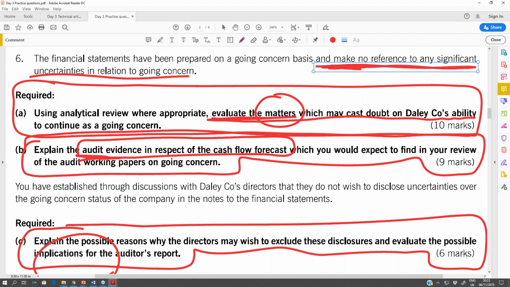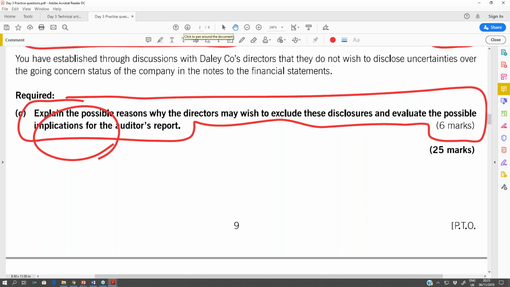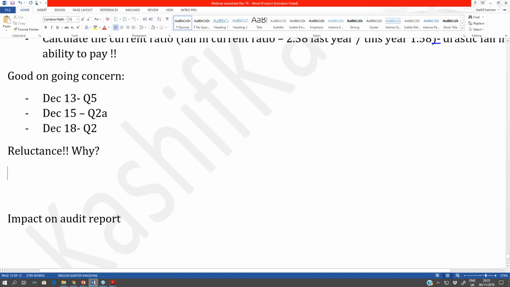And you come to the B part. You have established through discussions with Dali company's director that they do not wish to disclose uncertainties over the going concern status in the notes to the financial statements. So the management is not giving disclosures of the going concern uncertainties, which is the requirement of IAS 1, and the shareholder should know about these. But the management is reluctant. They're not giving these disclosures. Why are they reluctant? What can be the reason?